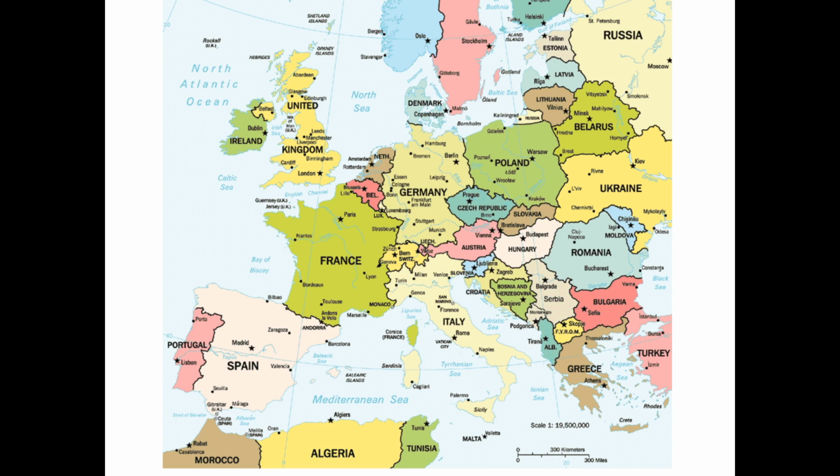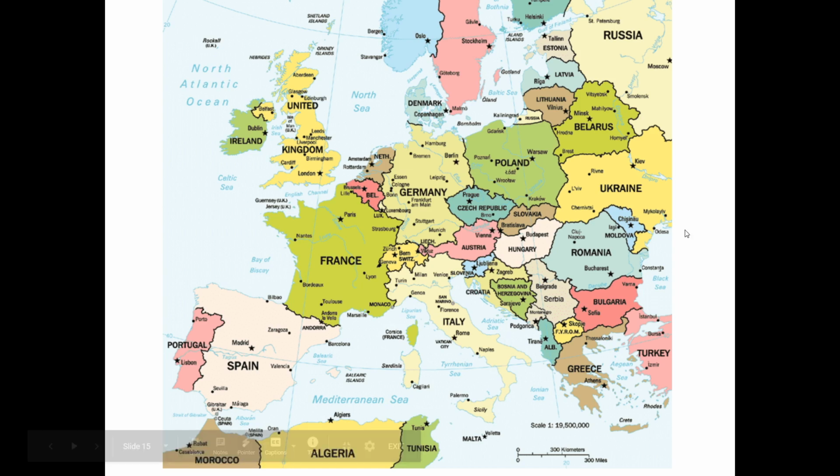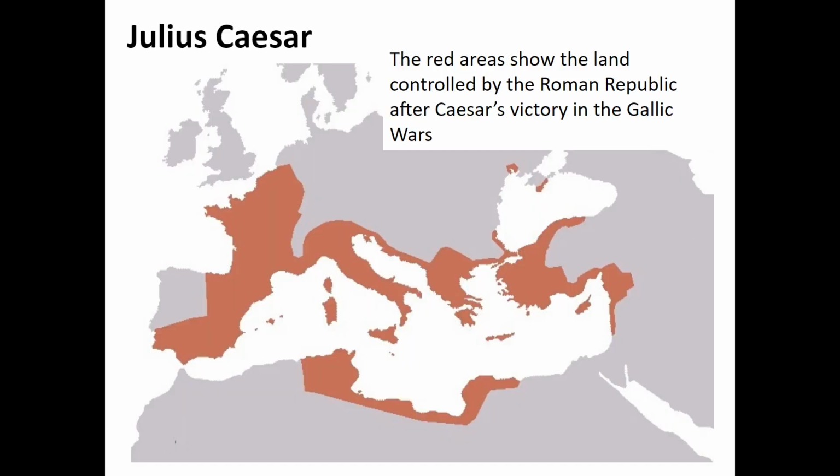So let's take a look at a map of present-day Europe and a little bit of northern Africa. If we take a look, obviously we can see this boot. The boot is easily recognizable, and that tells us where Italy is. And the red marks the land controlled by the Roman Republic after Caesar's victory in the Gallic Wars.